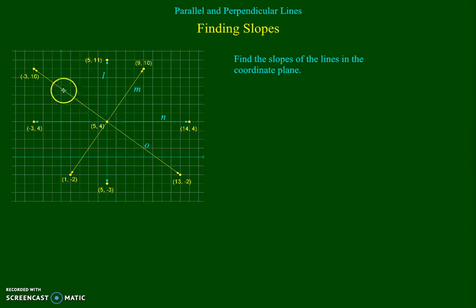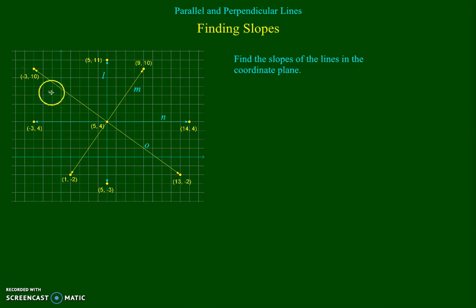So here we have line O, line L, line M, and line N. We're going to go ahead and calculate the slopes of each one of these lines using the slope idea that we looked at in the end of the last video. So let's jump in here and take a look at the slope of line O.